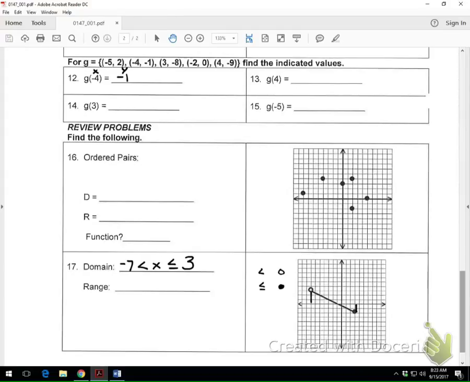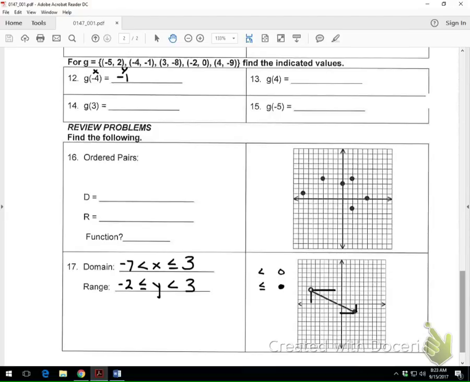Then let's do the range. We go from the very bottom to the y-axis. What number am I running into? Negative 2. Am I using less than or less than or equal to? Less than or equal to. Perfect. Y, then less than 3. Positive 3. There you go.